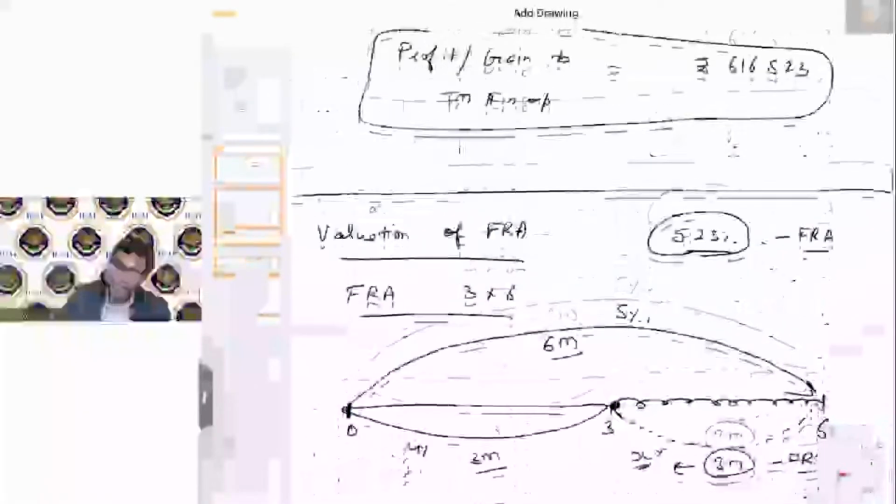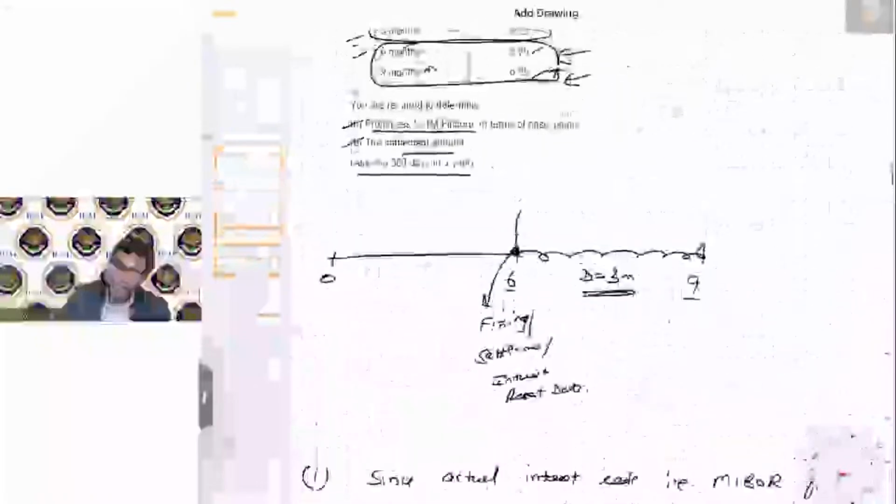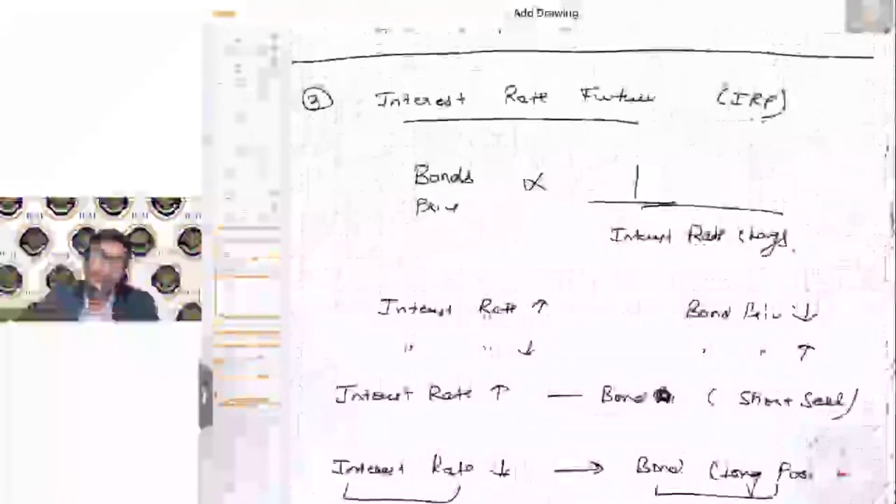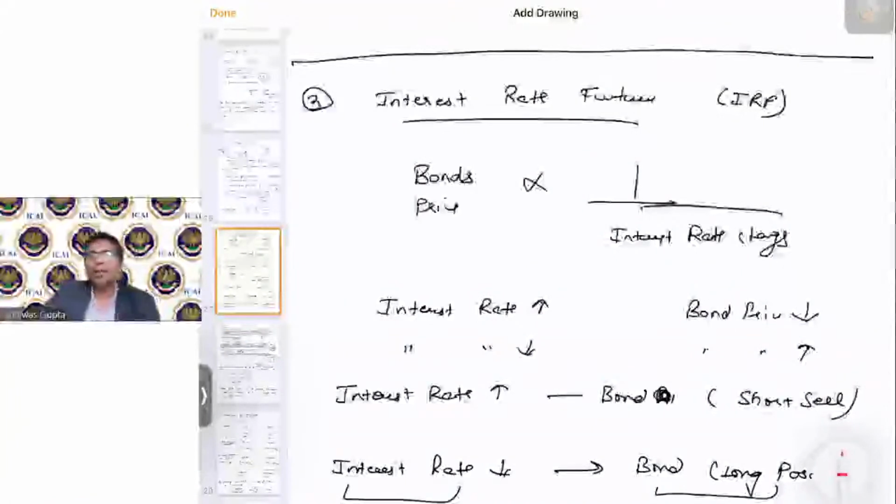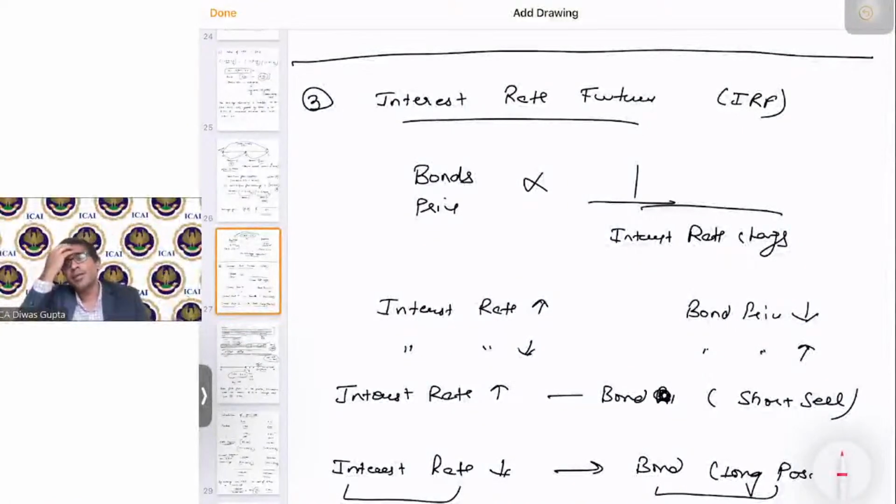Then we also studied about the valuation, how to value the FRA along with the hedging techniques. Then this was again an important part, which is interest rate futures. In this, we said that we will use this relationship between bond prices and interest rate changes, that is the inverse relationship, to hedge against the changes in interest rate. And we said that we will take the opposite position in the bonds market.